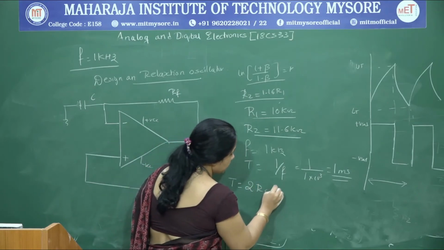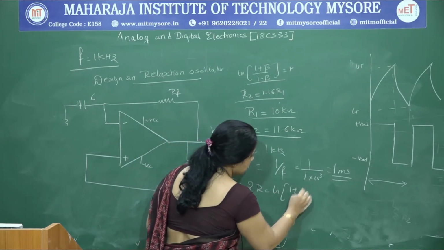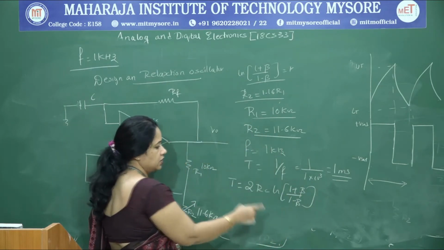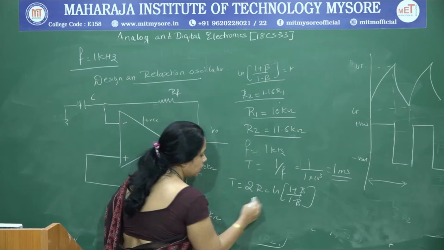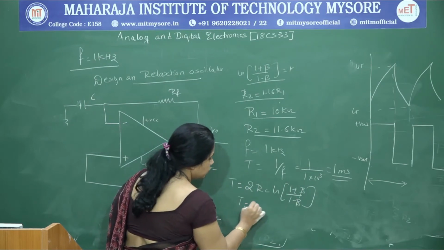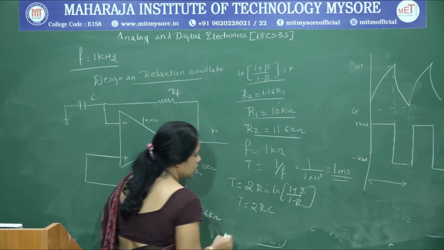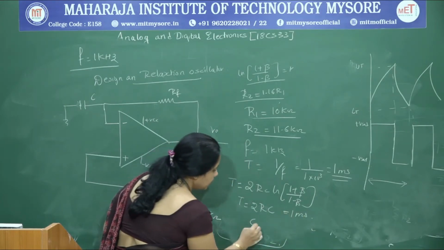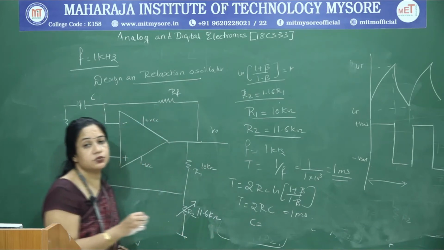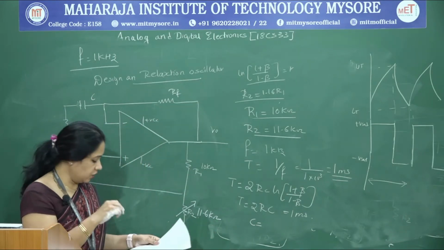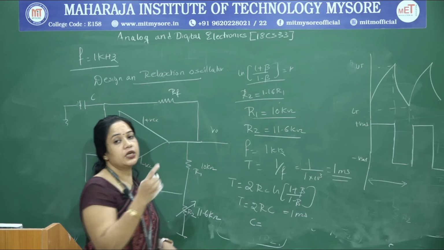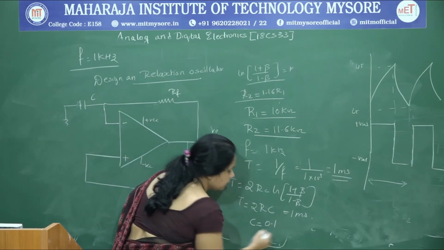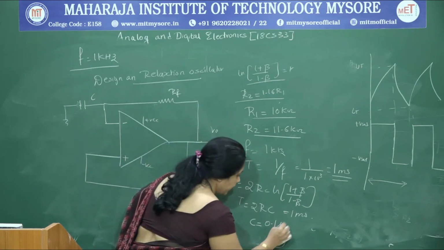So, the time period of the output signal is 1 millisecond, and you are aware that your expression for T is 2 RC logarithm of (1 plus beta by 1 minus beta). But we have chosen the values of R1 and R2 such that this is going to be 1. So, your T is simply 2 RC, which is 1 millisecond. Now, let me choose a value of capacitance depending on availability. You can choose any capacitance value which is less than 1 microfarad. So, let me choose a capacitance value equal to 0.1 microfarad.